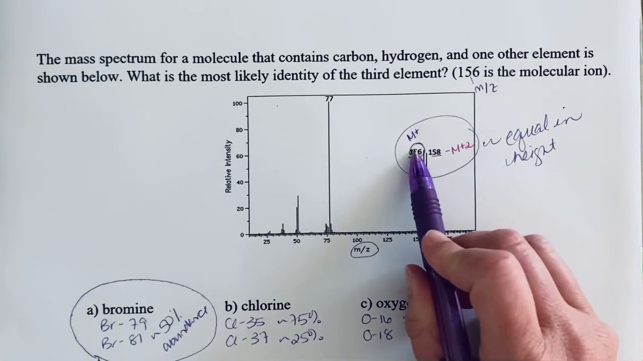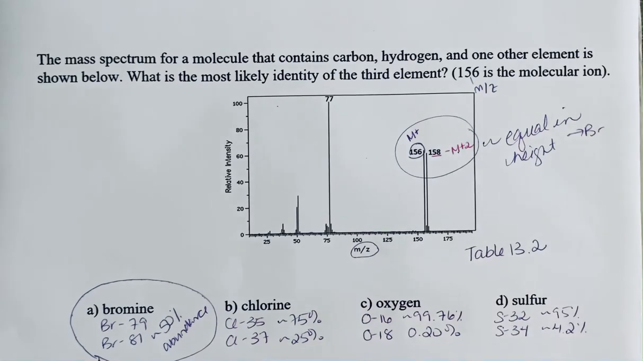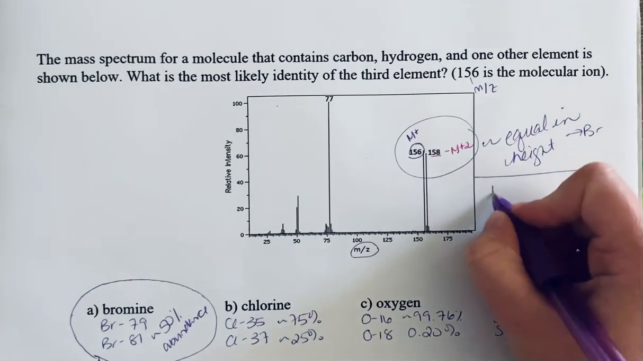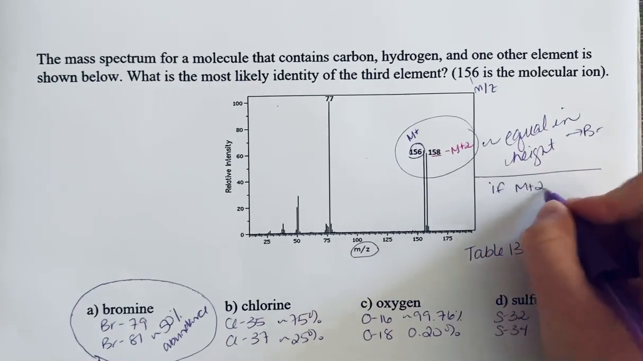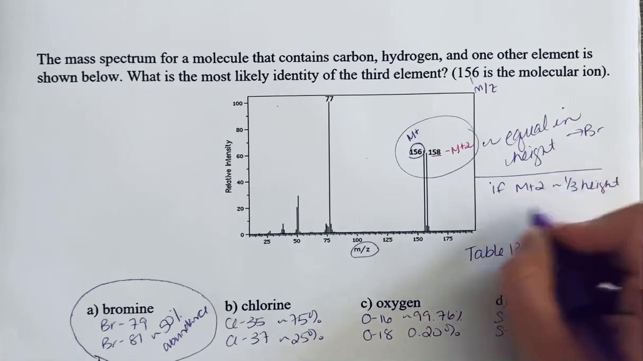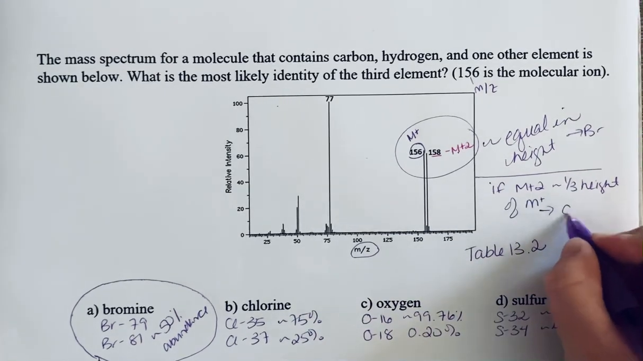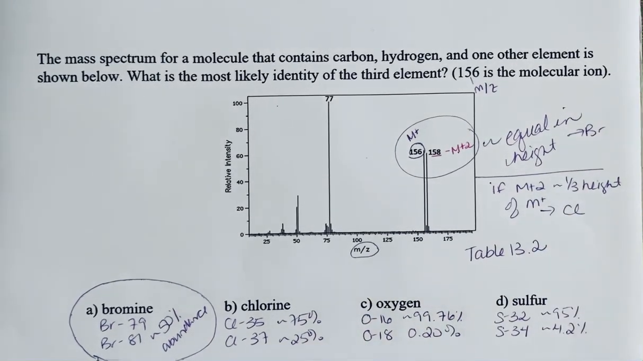When you've got the M plus and the M plus 2 peak roughly equal in height, that tells you that you have bromine. If that M plus 2 peak was roughly 1/3 the height of the molecular ion, that's what you would see for chlorine. That would tell you that you have chlorine. So it's really chlorine and bromine that we are going to be focusing on.